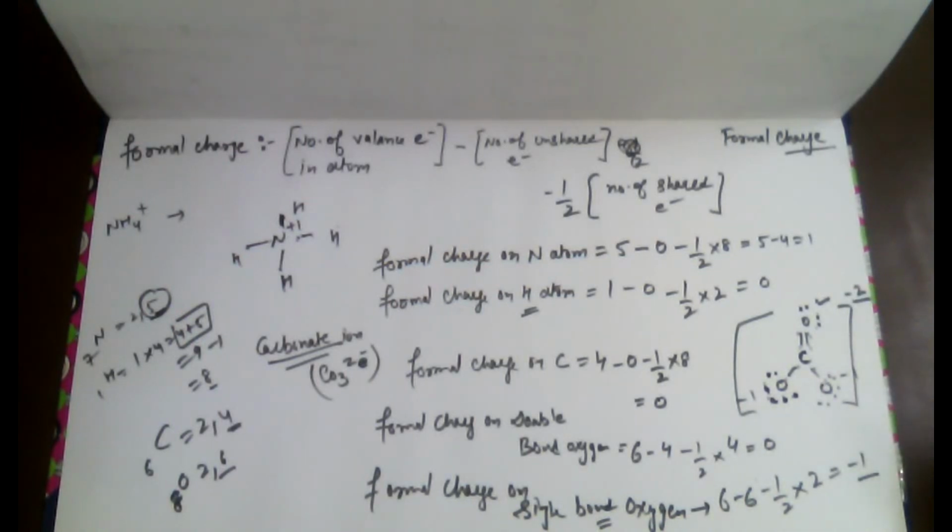As I told you earlier, the charges on the individual atoms act as the charge on the ion, the charge on the whole. This is all about how to calculate the formal charge.